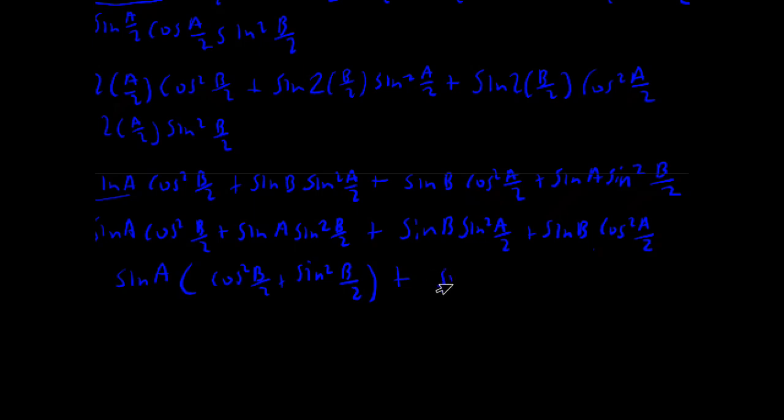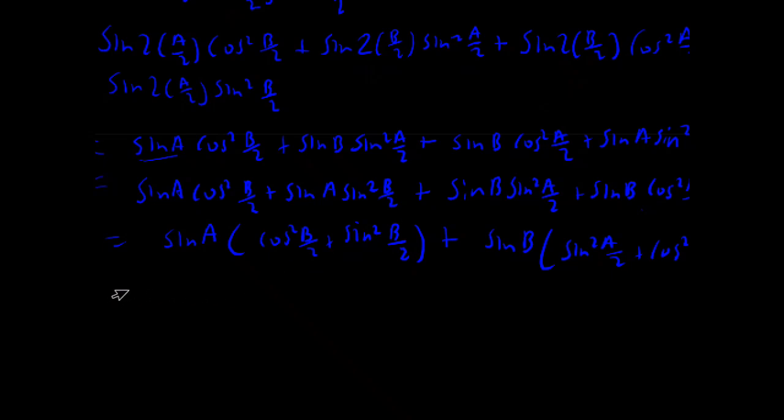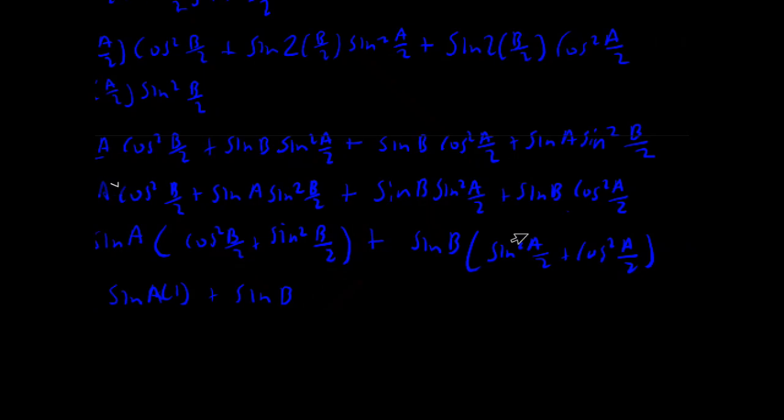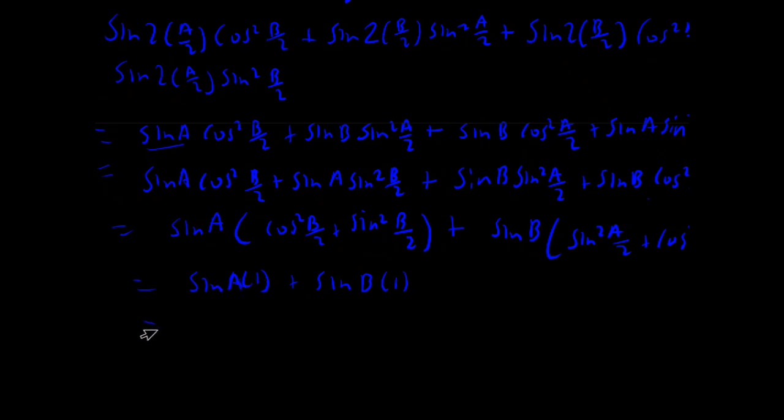If I factorize sine B, in the bracket I'm going to have sine squared A over 2 plus cos squared A over 2. Notice what will happen: we're literally done because this is going to become 1. So it's just going to be sine A times 1. Let me just write it for the sake of writing; we can skip this step. Then there's going to be sine B, and this part also gives us 1. So sine A times 1 is sine A, and sine B times 1 is sine B. And we are done.